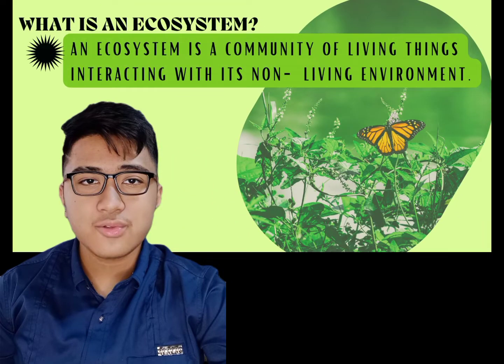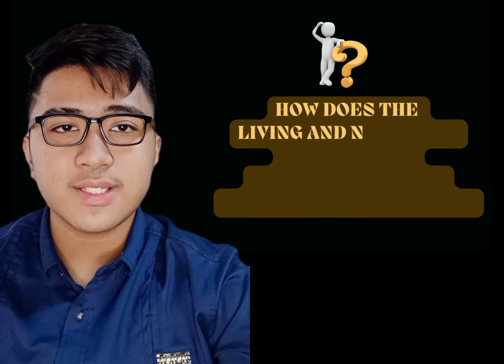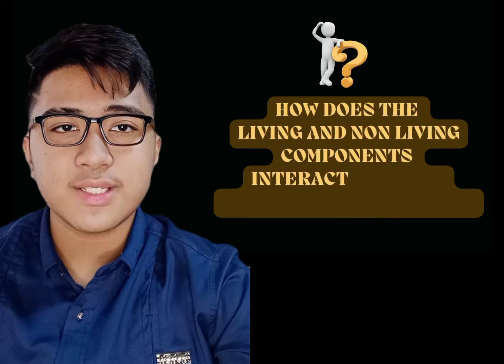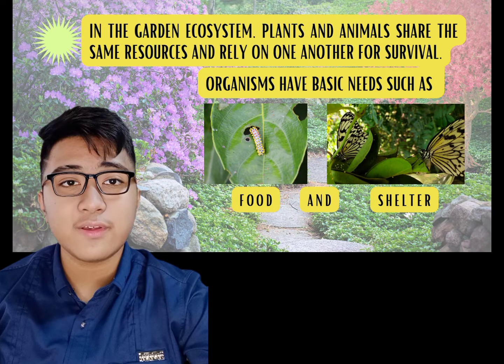An ecosystem is a community of living things interacting with its non-living environment. How do the living and non-living components interact with one another in a garden? In the garden ecosystem, the group of plants and animals share the same resources and rely on one another for survival.